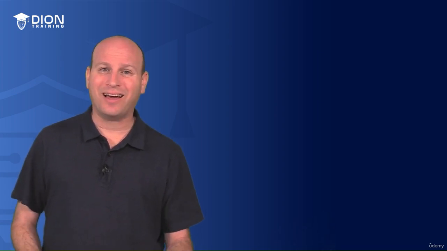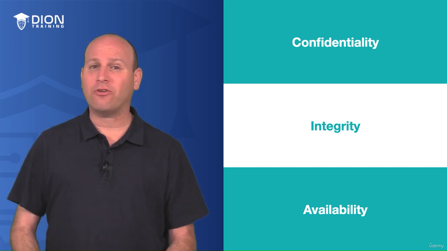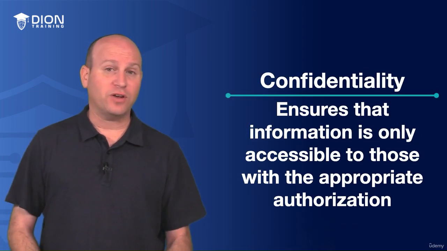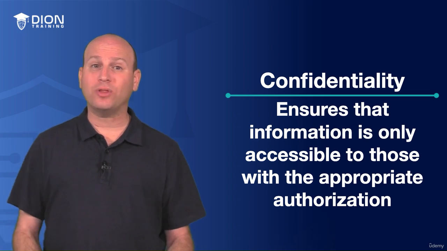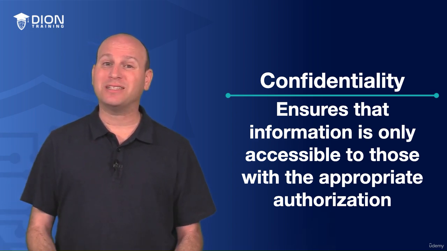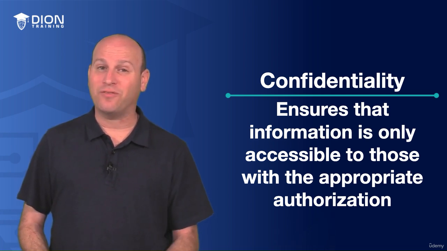So as we kick off this section, we're going to start with Objective 1.2, and we'll first start out by covering the CIA Triad. Now, the CIA Triad stands for Confidentiality, Integrity, and Availability, and these are the three pillars of security. Confidentiality ensures that information is only accessible to those with the appropriate authorization. For example, if you encrypt sensitive files so only authorized people can read them and decrypt them, that is confidentiality.